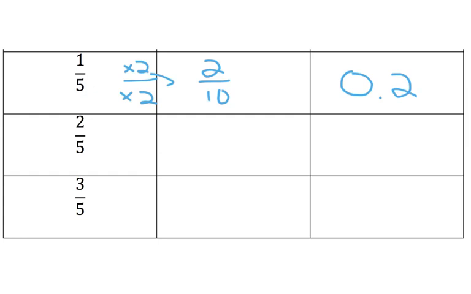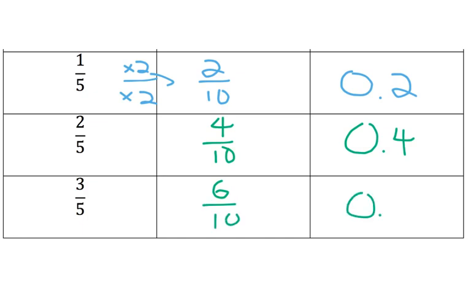Once we have 1/5, then we don't actually have to do any more multiplying. You could if you wanted, but if 1/5 is 2/10, then 2/5 should be 4/10, which should look like that. And 3/5 would be 6/10, which would look like this. You could have multiplied by 2 over 2 each time if you wanted to.